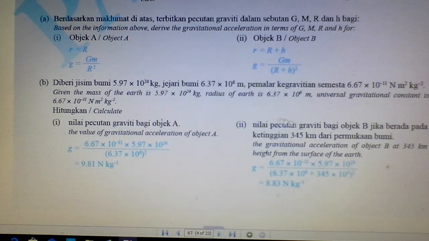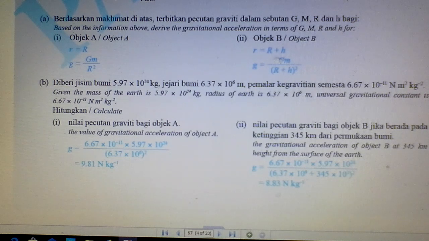Same unit. Okay, part 2, the gravitational acceleration of object B, which is at 3.5 kilometer height from the surface of the Earth. Remember, we always use SI unit. So you can see the final answer is always stated in SI unit. So that's why the height here in kilometer, you must convert to meter. So it becomes 345 times 10 to the power 3 meter.